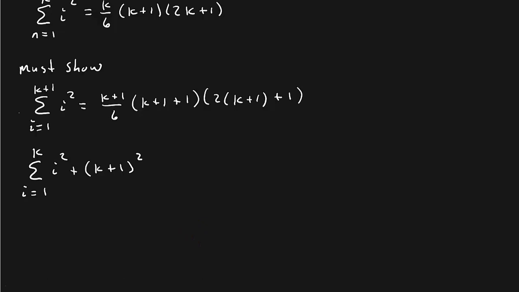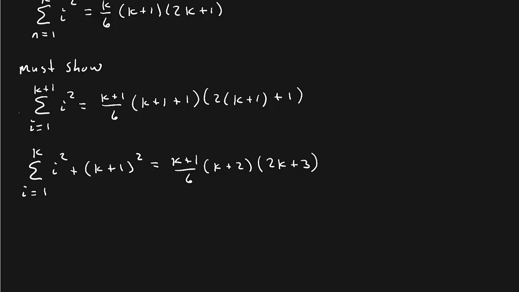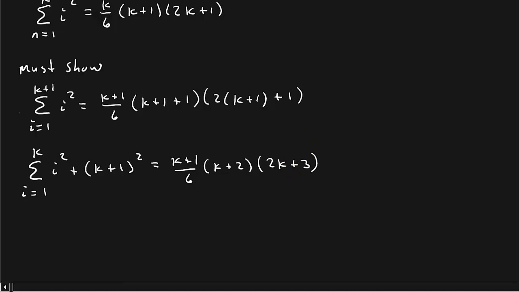All right, and that is equal to k plus 1 over 6 times k plus 2 times 2k plus 3. So where did that come from? Well, the 1 plus 1 gives me the 2, and then 2k plus 2, and then 2 plus 1 is 3.